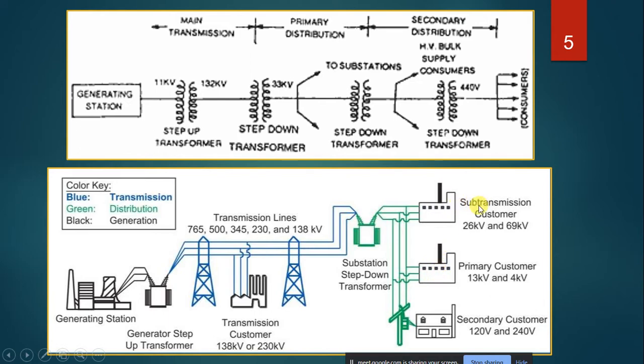This is called the sub transmission customer. Sub transmission customer will require 26 kV to 69 kV, and primary customer requires 13 kV to 14 kV. This is a somewhat smaller industry.